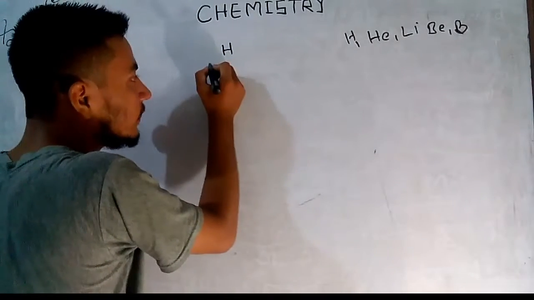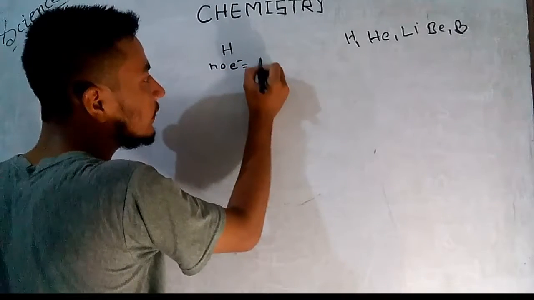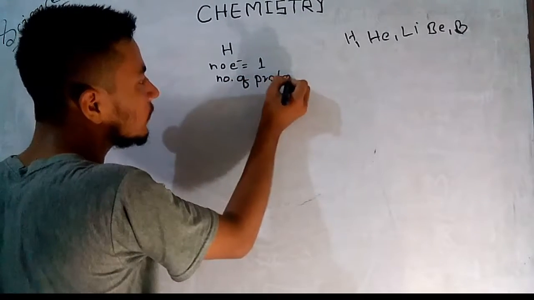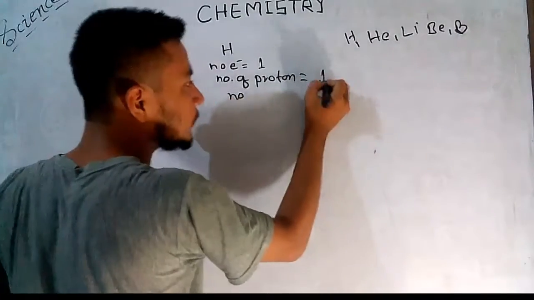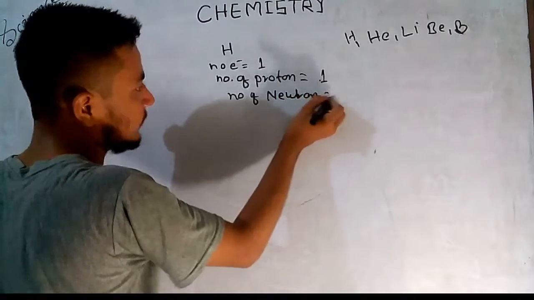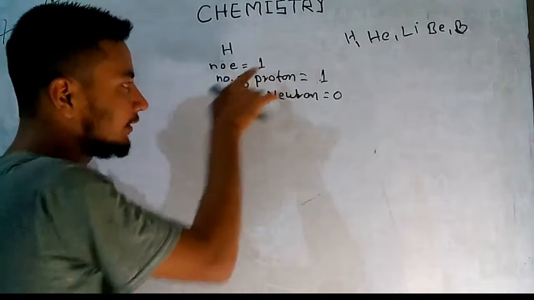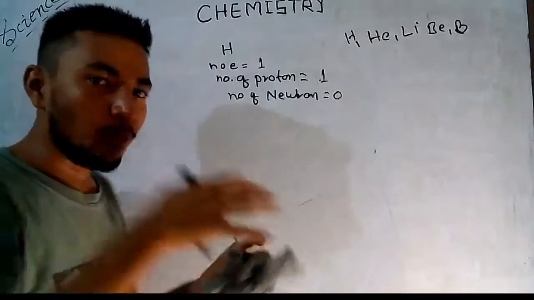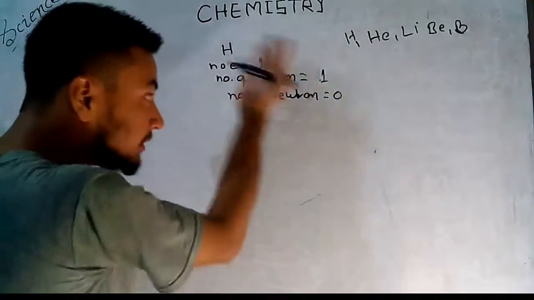For hydrogen, number of electrons equals how much? 1. Number of protons is also 1. Number of neutrons equals 0. So in hydrogen, number of electrons is 1, number of protons is 1 and number of neutrons is 0. So we have to draw the atomic structure of hydrogen from this idea.